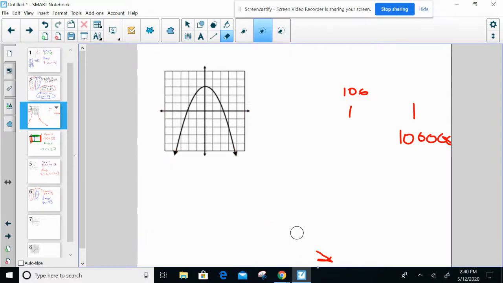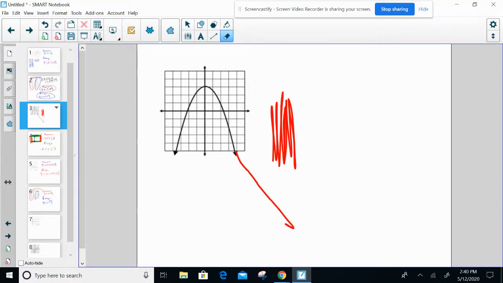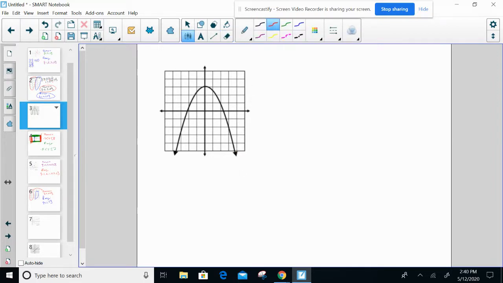Also, think about it this way. We colored where we didn't have points, right? Can we color out here? Well, no, because this is going to go on forever. Where are we going to start coloring? Well, we can't. So what that just means is that for the domain, you'll probably see this in the Study Island, negative infinity to infinity. It goes on forever.